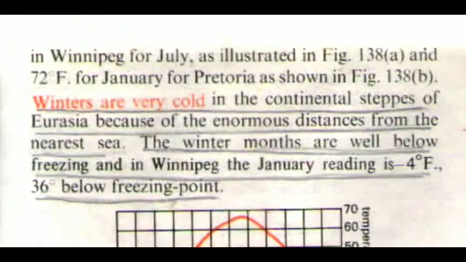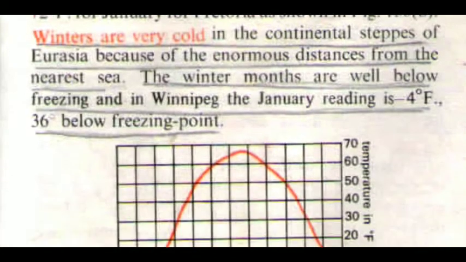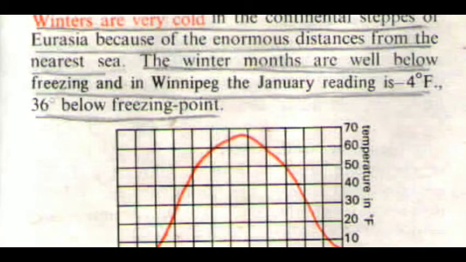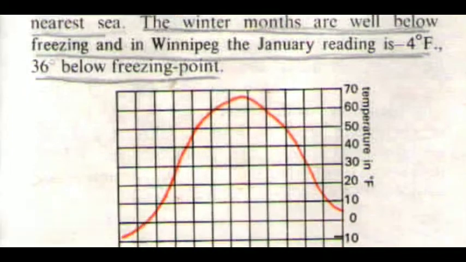Winters are very cold in the continental steppes of Eurasia because of the enormous distances from the nearest sea. The winter months are well below freezing, and in Winnipeg the January reading is minus 4 degrees Fahrenheit, 36 degrees below freezing point.